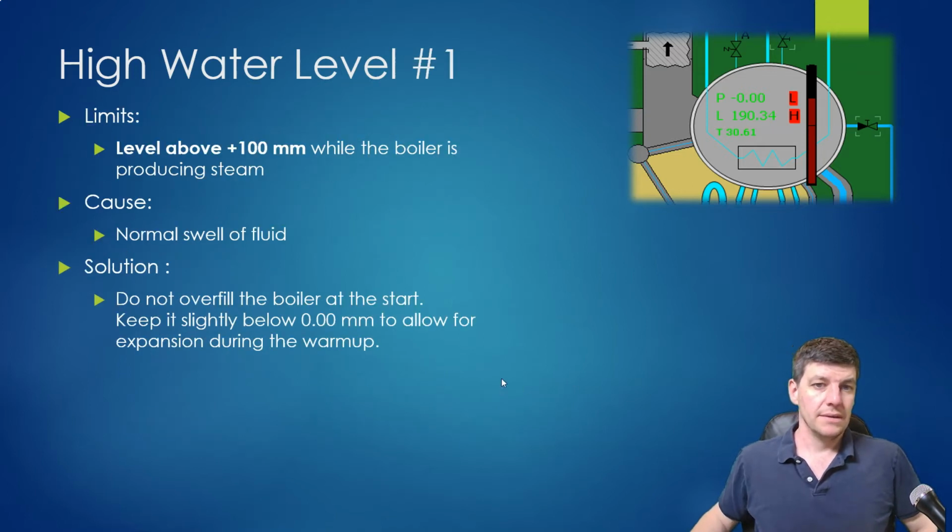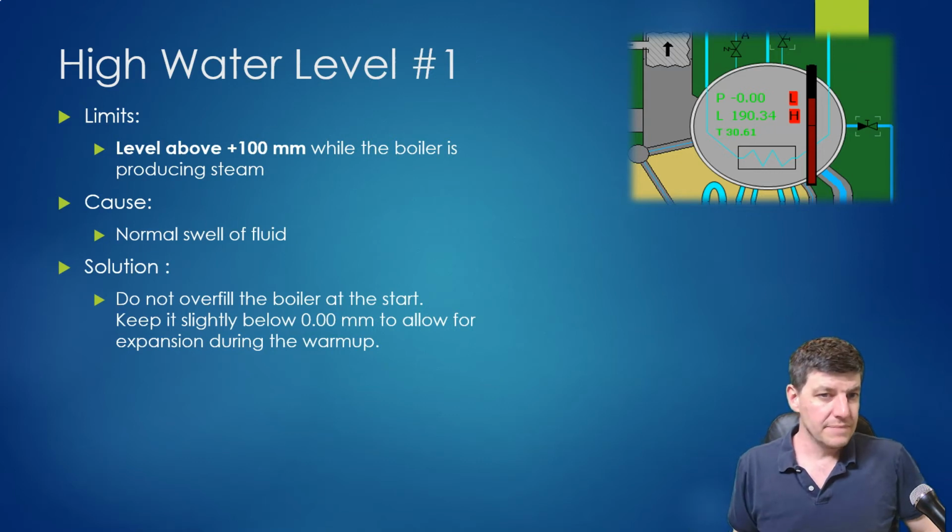Number one, a problem would be swelling of our fluid. How we can solve that is just knowing that this fluid is going to rise. My level's naturally going to rise. So in order to prevent that becoming a problem, we're going to underfill our boiler a little bit at the start. Instead of putting it up to 0, I tend to suggest we underfill it a little bit, maybe somewhere between -50 and 0, in order to allow for expansion room during the warm-up.